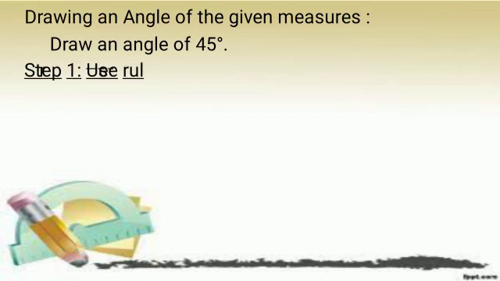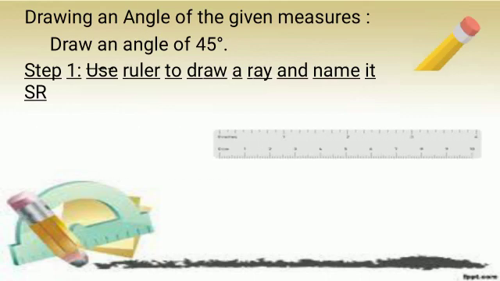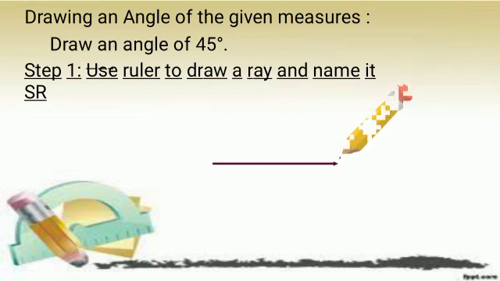It's simple. The first step is you have to use a ruler to draw a ray and name it. Suppose SR. It's up to you. There are 26 alphabets, so you can write any alphabets. Here I have written SR. So the first step is to use a ruler to draw a ray and name it as SR. So here this is my ruler. With the help of a pencil, I am going to draw a ray. After drawing a ray, I will give this the name SR. This is my first step. Now we will see what our next step is.